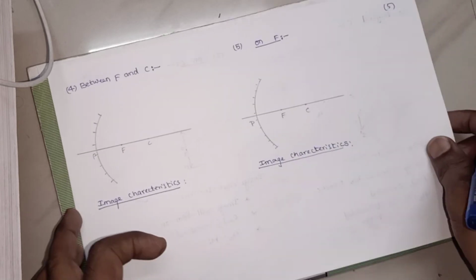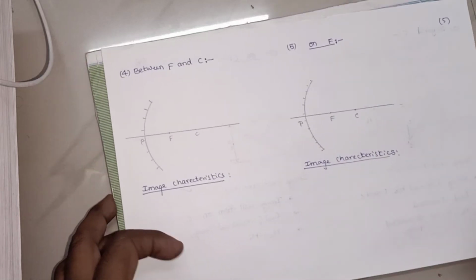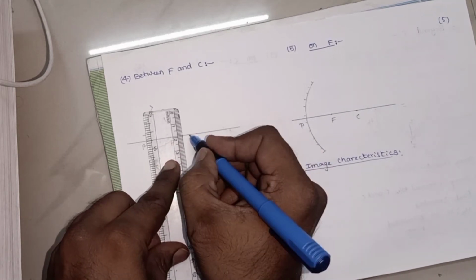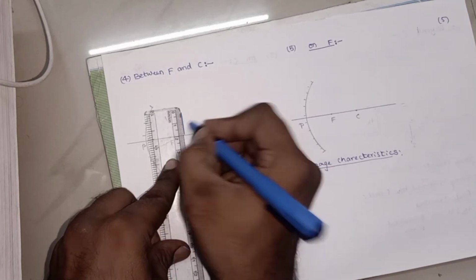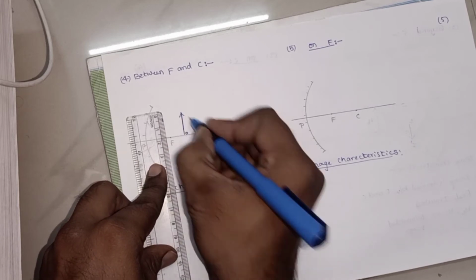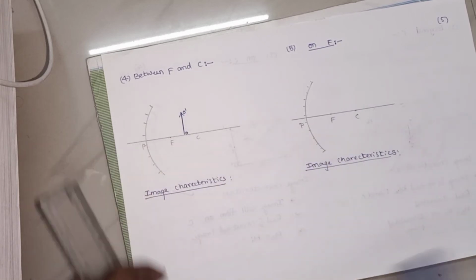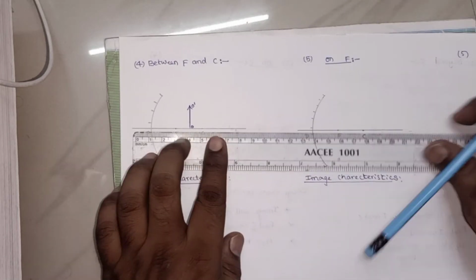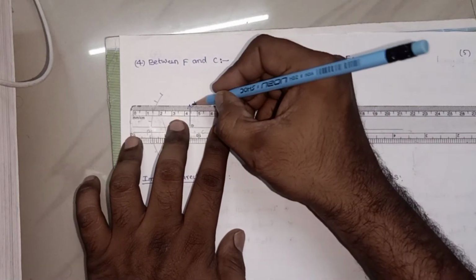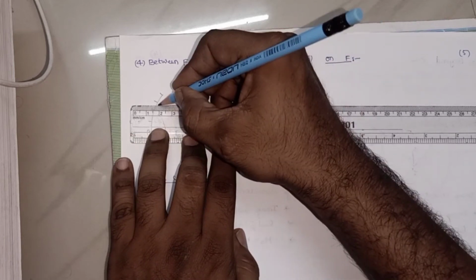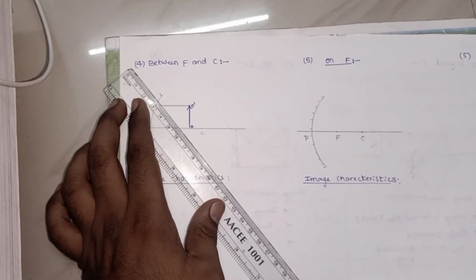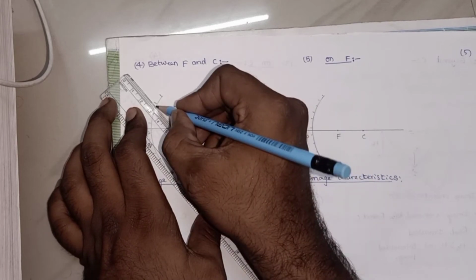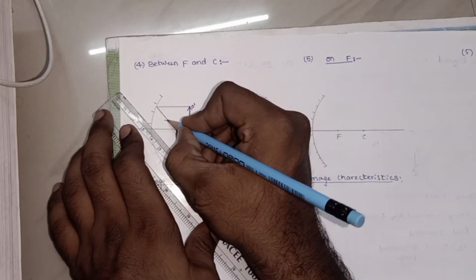Next, the object is placed between focus and center of curvature. Now the object is placed between focus and center of curvature. Name the object as O dash. Any two rays you can take from the top of the object. First ray, the ray which is passing parallel to the principal axis. After reflection, it will pass through focus. This is my incident ray.